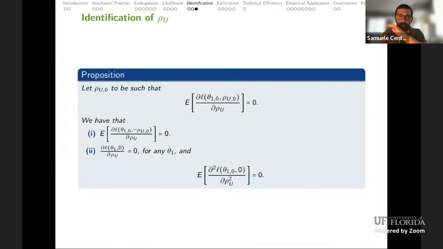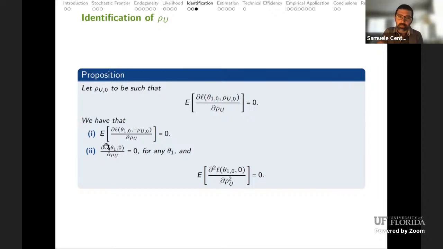So this is the formal proposition. Here we show that if we assume that 0 is the true value of rho u, for all the other parameters fixed at the true value, we have a symmetry in the likelihood, in the score. So the score evaluated at rho u in expectation is 0. It's also going to be 0 when evaluated at negative rho u. That's the symmetry that I was showing you before. And this is the fact that the score is identically equal to 0 for rho u equal to 0.